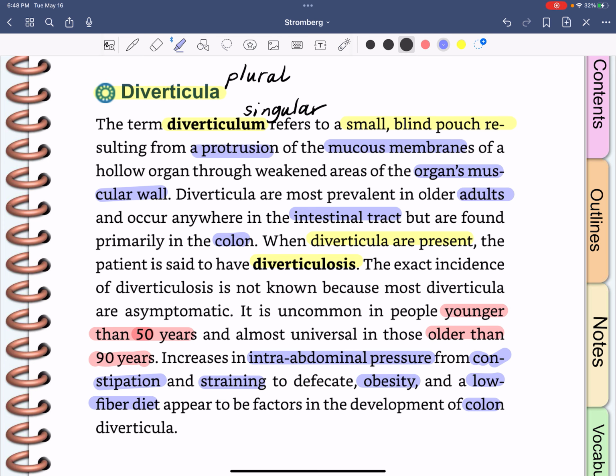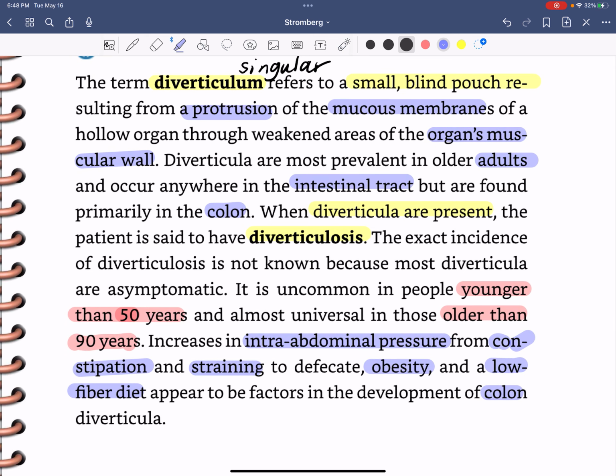I see these red areas. I need a little clarification here. I've got younger than 50 years and older than 90 years, but I don't know the significance of those numbers. I want to look at what those numbers mean. So the sentence says it is uncommon, it meaning diverticulosis, it is uncommon in people younger than 50 and almost universal, which means very common, in those older than 90 years.